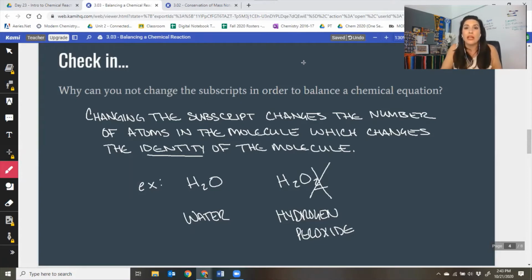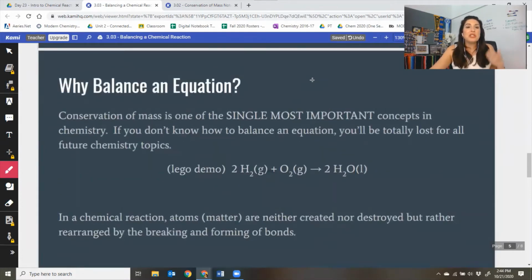So we can't manipulate these subscripts when we're balancing the equation because we change the identity of the molecule. So I can't turn water into hydrogen peroxide simply by adding a 2 to its formula. I need to think of another way to balance the equation. And instead, I'll manipulate the coefficients in front of the chemical formula in order to say I need more of these water molecules to make the equation balanced. So let's practice. So why would we do this?